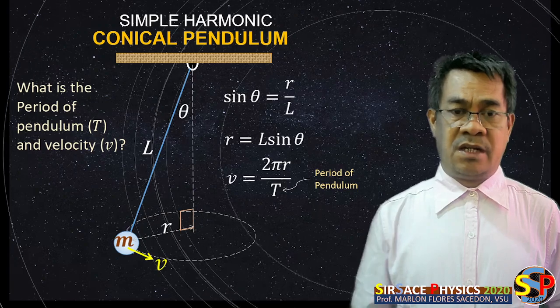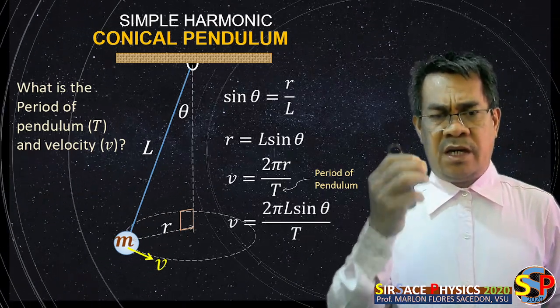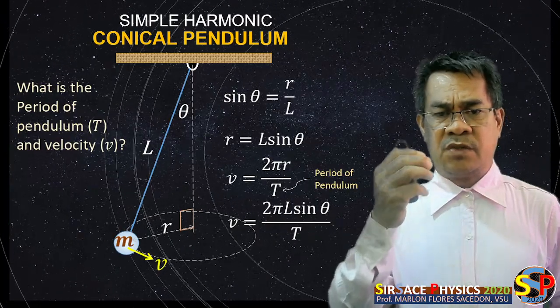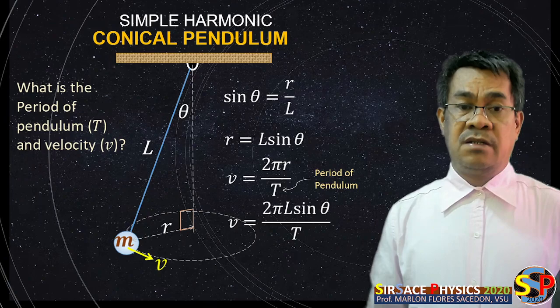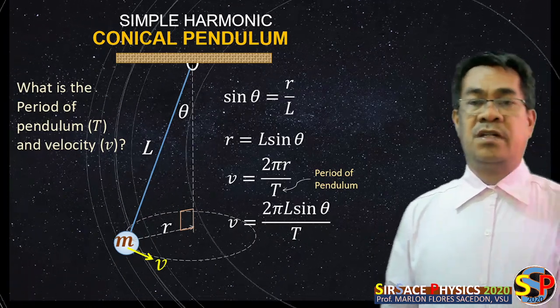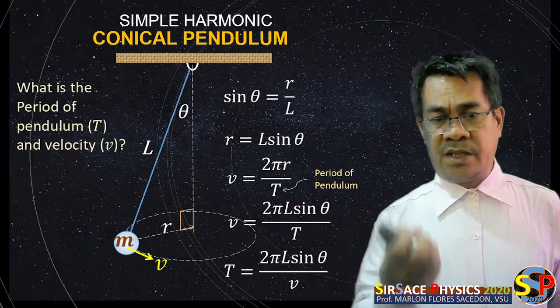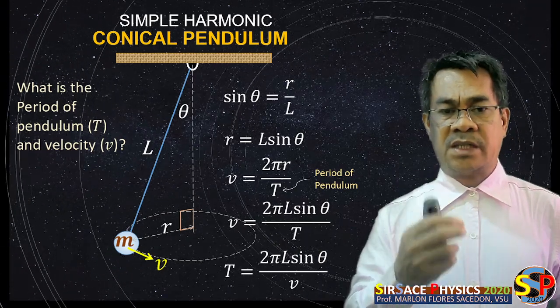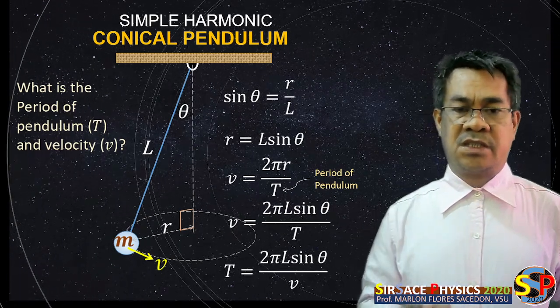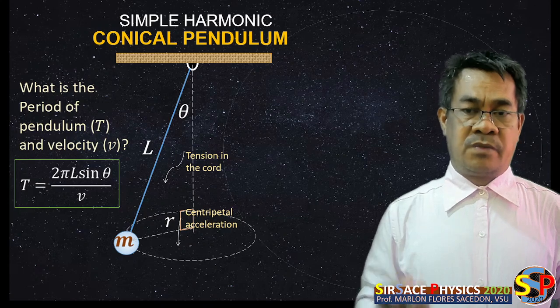But r, remember, is L sine theta. So substituting, we have 2 pi L sine theta over T as the velocity of the pendulum. Okay? So if we solve for T, it can be calculated, vice versa, by 2 pi L sine theta over the velocity, transforming the upper equation. Okay, so therefore we will preserve that formula.